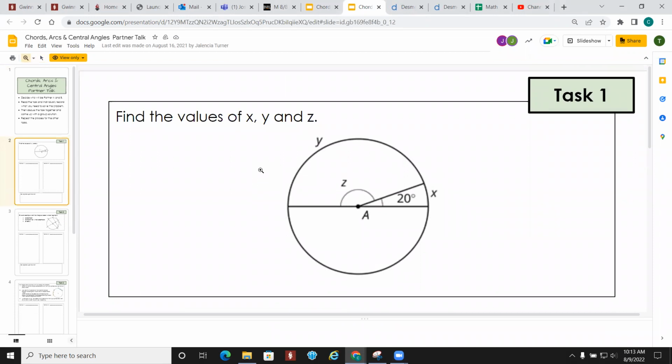Partner A, you're going to do it on your own. Partner B, you're going to do it on your own. And then you're going to discuss it. On your piece of paper, I want you to find the values of X, Y, and Z. On your paper, I would write this out as task 1, draw the picture, and then solve it out from there. I'm going to give you about 5 minutes to do it on your own and then talk to your neighbor. But try it on your own first. Okay, go ahead and get started.